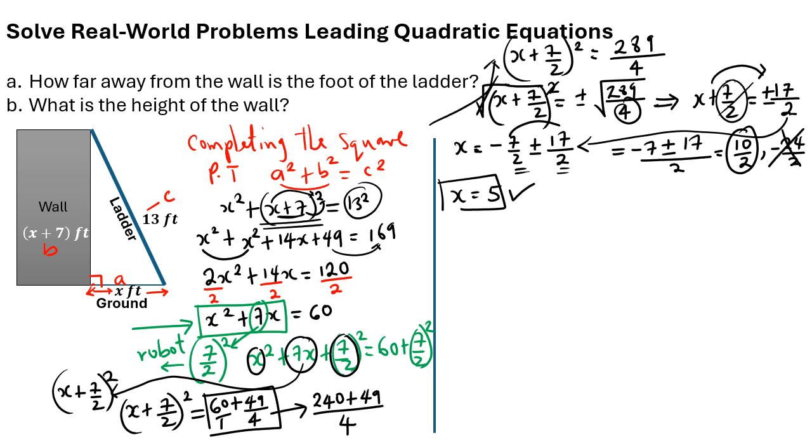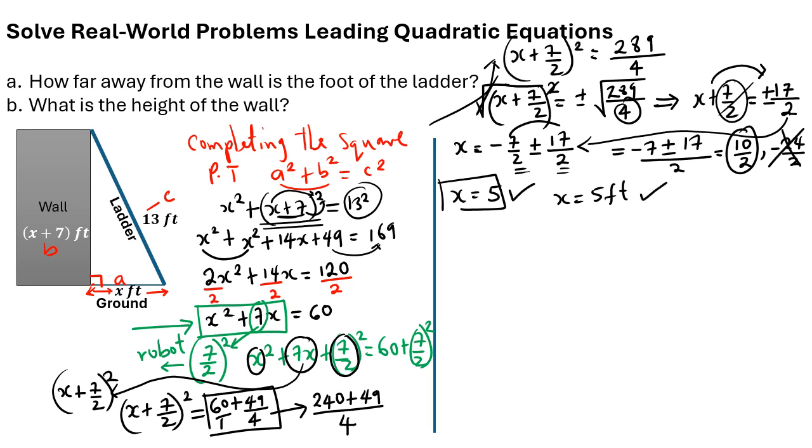Because from the diagram, the distance from the wall to the foot of the ladder is represented as x, that means we have that to be equal to 5 feet. So that's how you answer the first question, which is asking how far away from the wall is the foot of the ladder. It will be 5 feet.